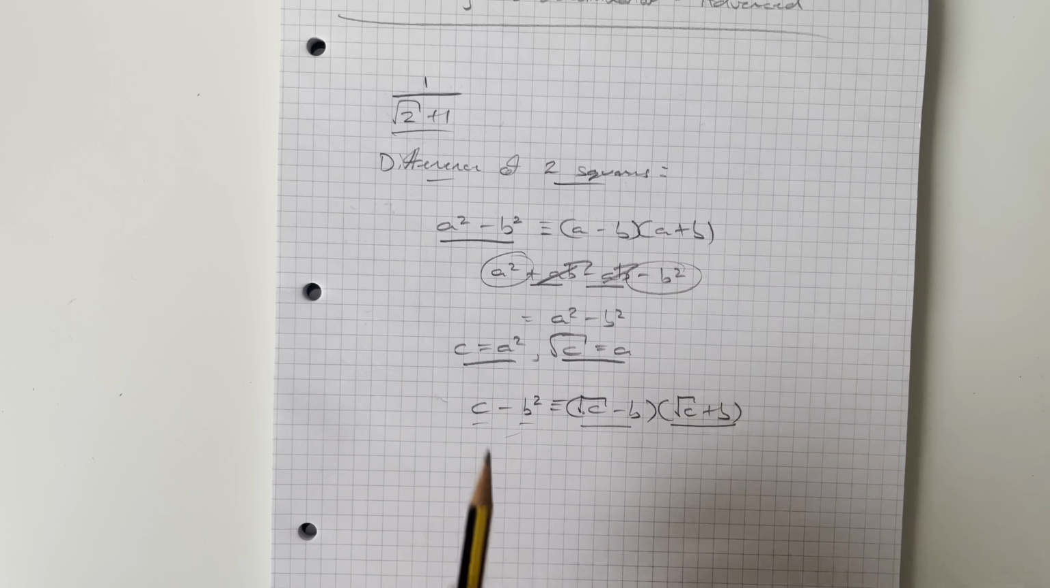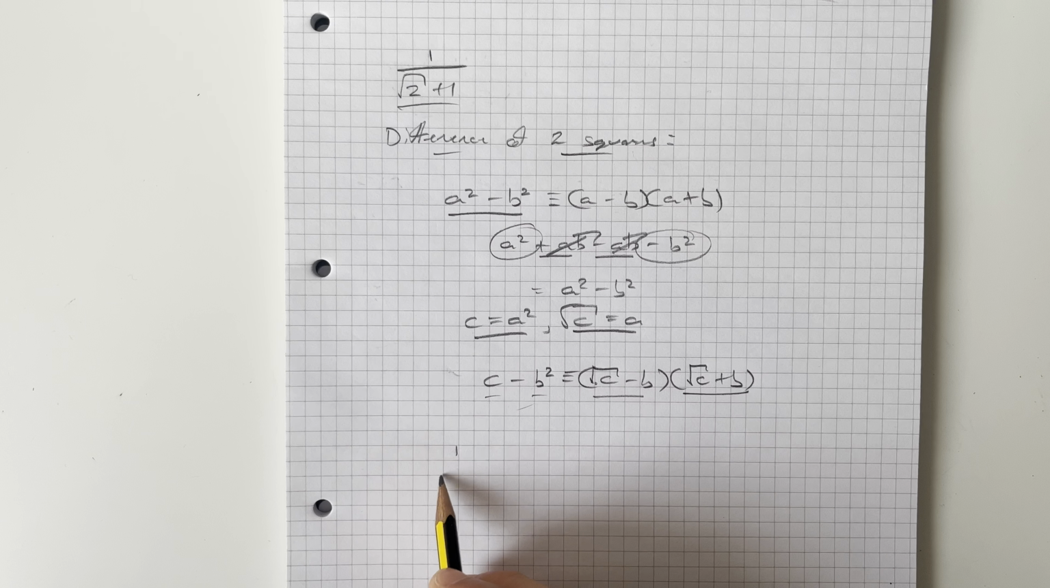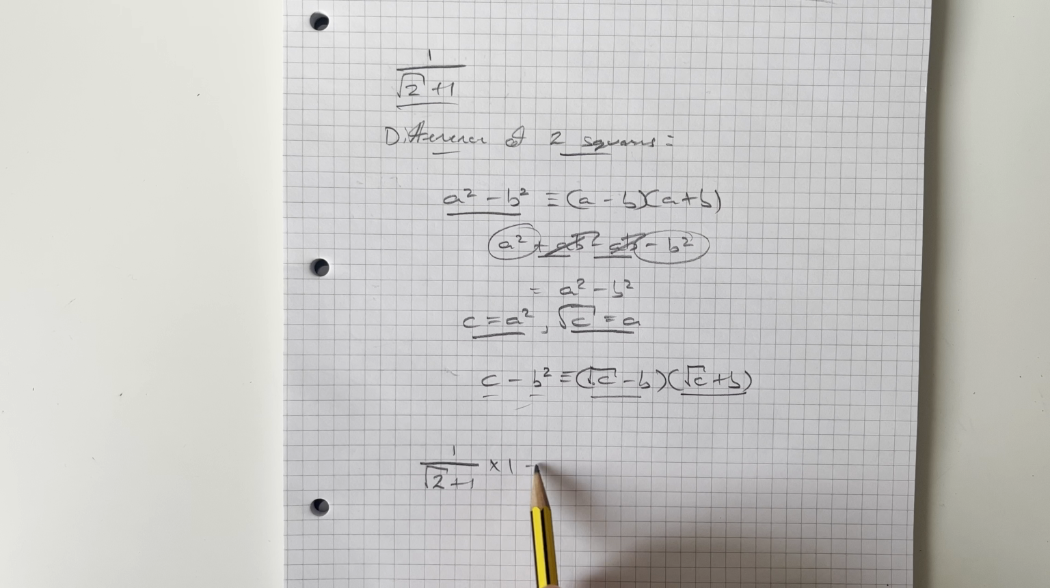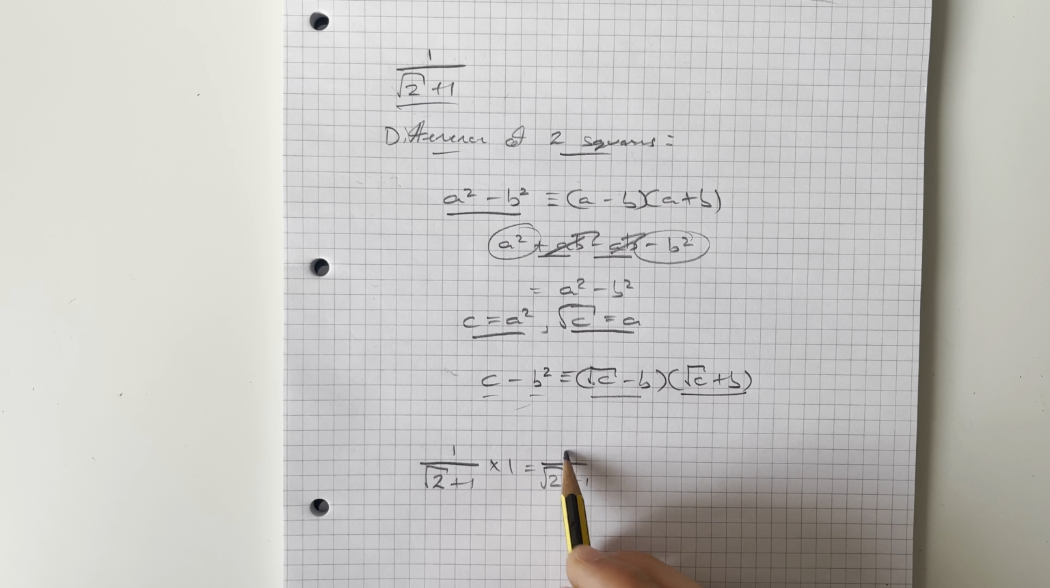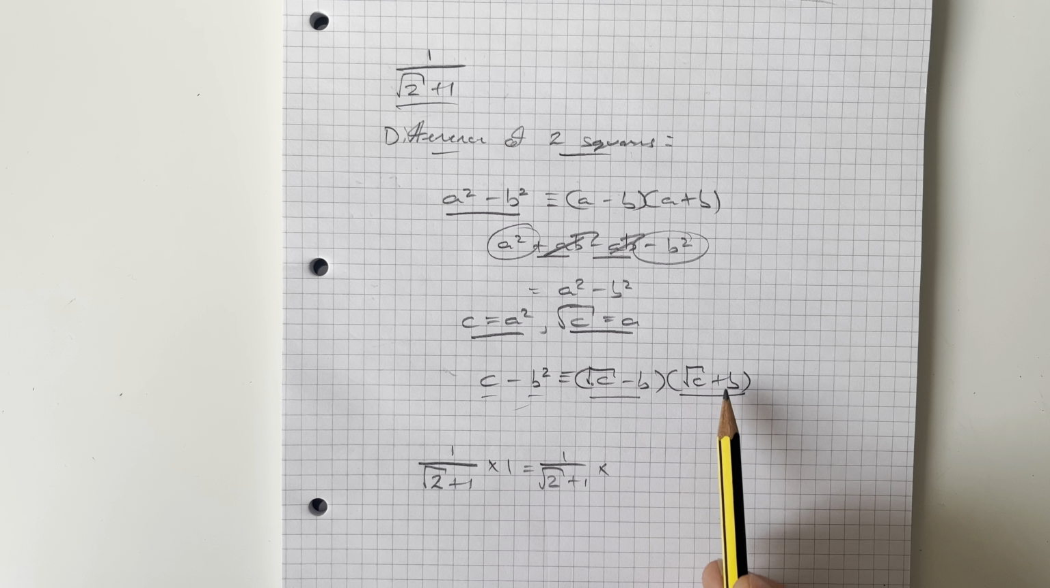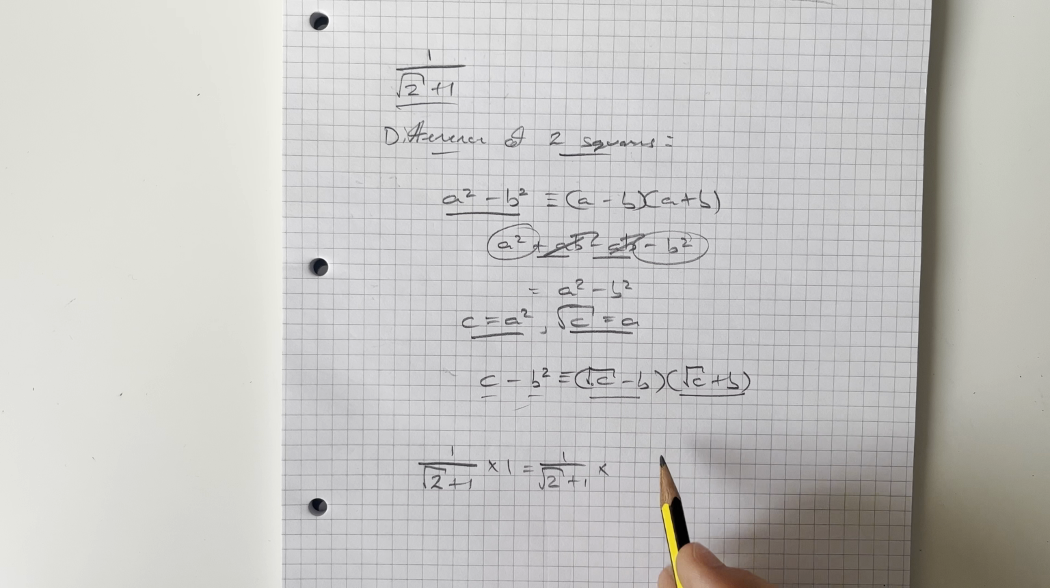So let's do a very simple one. We'll do the one we've got at the top there, 1 over root 2 plus 1. So we'll times top and bottom by 1. And instead of doing a 1, we're going to write it as a fraction with the same top and bottom, same numerator and denominator. And you can see here we've got a positive, so what we need to do is pick the other sign. So we just change it to a minus 1.